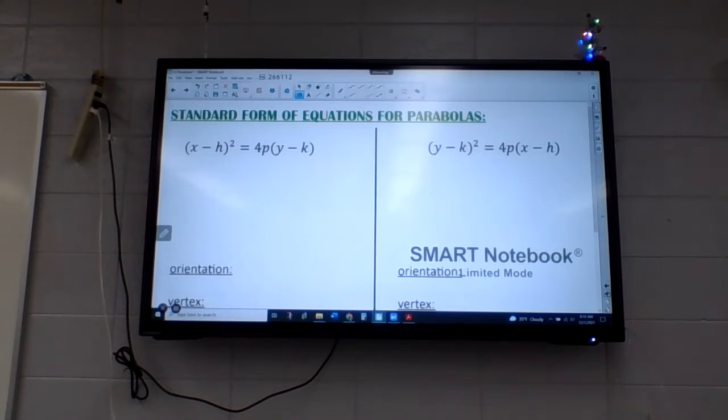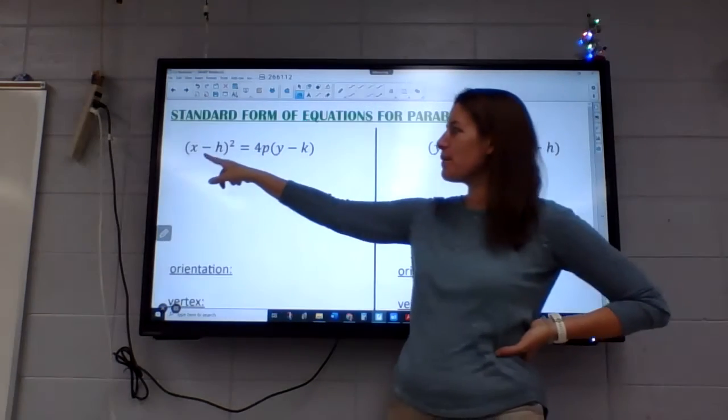Is the left one horizontal? What's that? Is the left one horizontal? Mm-hmm, very good, yeah. Oh wait, no, it's not. See, I was testing you. Oh, I was going to say, because x comes first. Yeah.